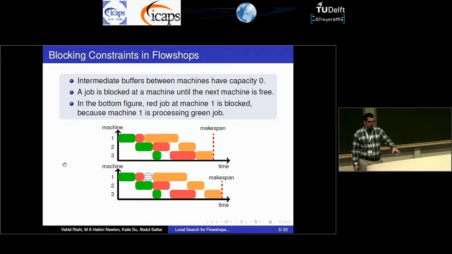As can be seen, for example, when machine 1 finishes the operation on the red one, the red one cannot be operated by machine 2, because machine 2 is operating the green job. So on machine 1, the red job, although its operation is finished, must stay on that machine. This period of time is called blocking.